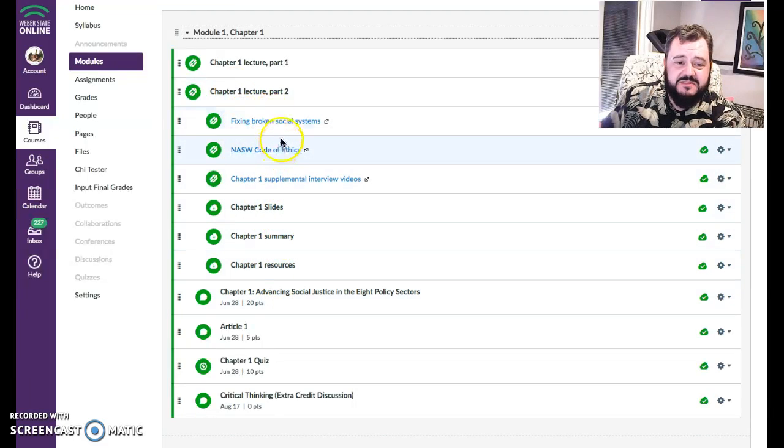The supplemental materials are going to be 3 indents in. And you'll see that. It's like, oh, see how there's a difference here. This one's all the way to the left. This one's farther to the right. These are all supplementary materials. Go through them. I will recommend some of them in the videos. This one, Fixing Broken Social Systems, is an excellent TED Talk. I recommend watching it when you get a chance.